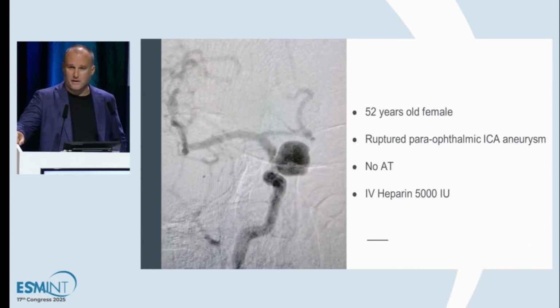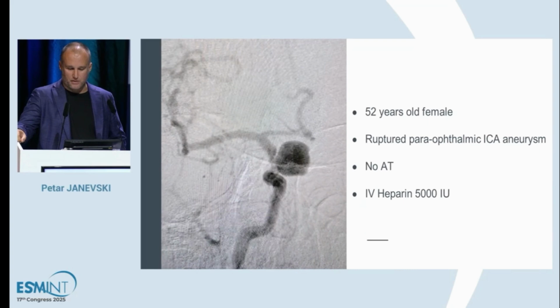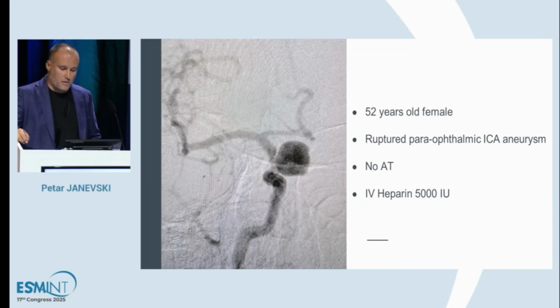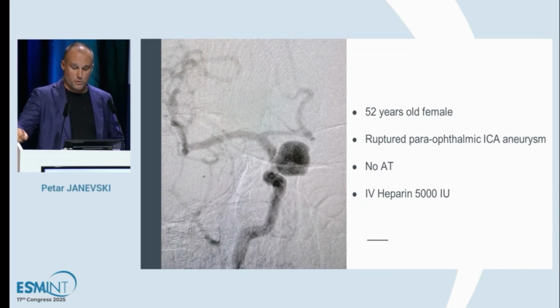Today, I'll be presenting a case of a ruptured paraophthalmic aneurysm that took 2 sessions to treat, of course, with complications. Our patient was a 52 year old female with a ruptured paraophthalmic ICA aneurysm. We decided to treat her endovascularly. There was no antiplatelet therapy given, of course, because it's a ruptured case. Only IV heparin was given at the beginning of the procedure.